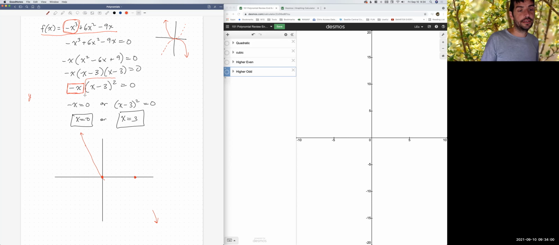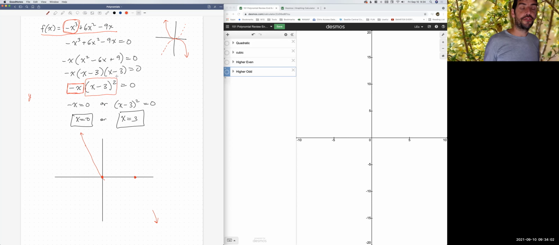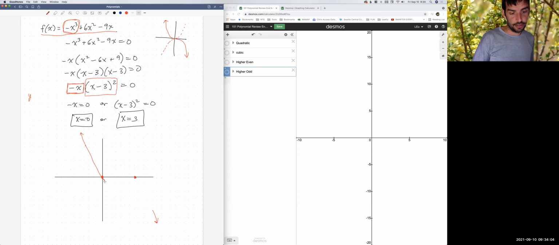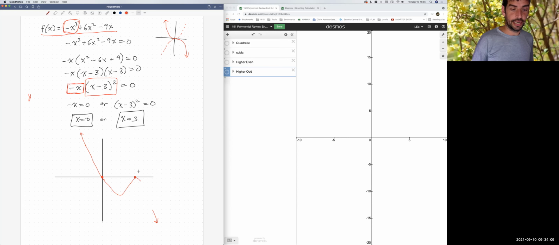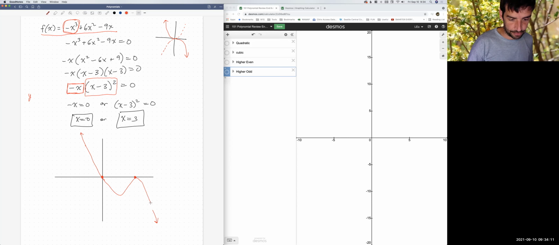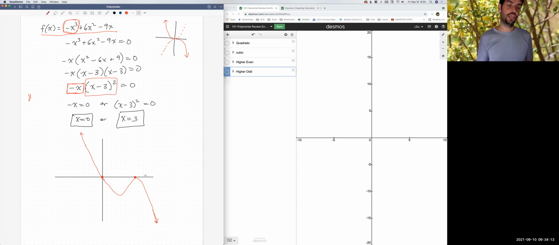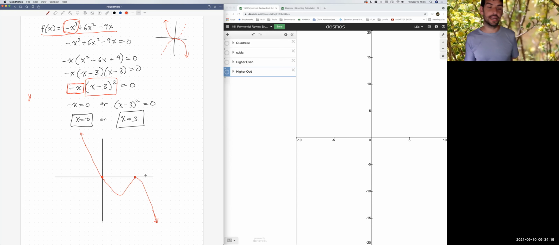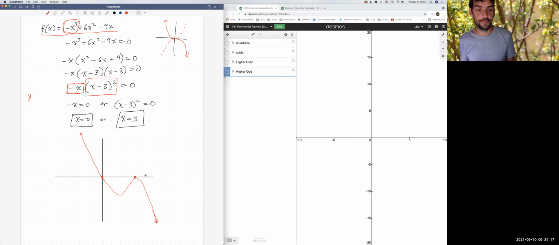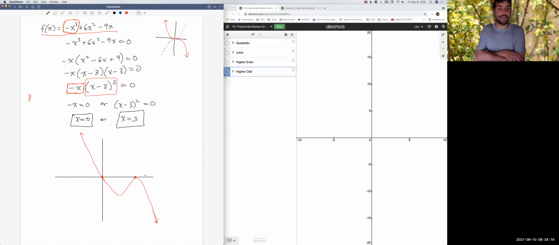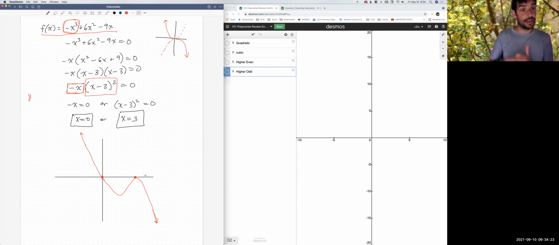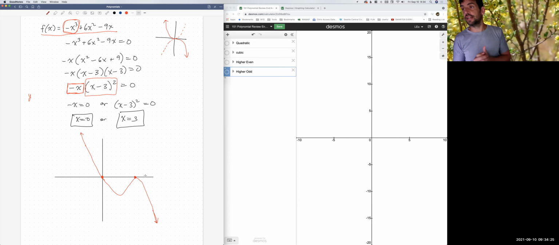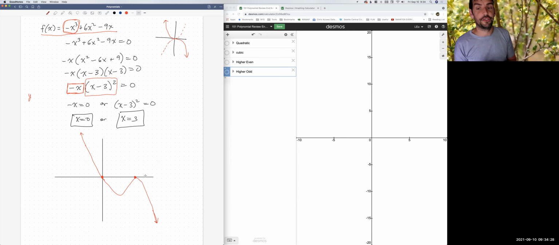Here, at x equals 3, the factor is like a parabola. And that tells me I'm going to hit that root like a parabola. I'm going to just touch it and continue going negative after that root, okay? So having these factors and these zeros helps us, and then combining that with the end behavior gives us a nice picture of these functions.